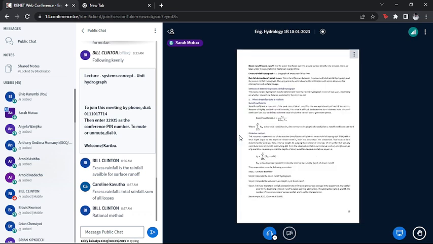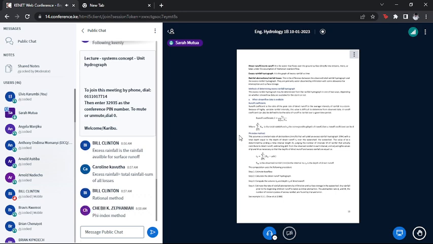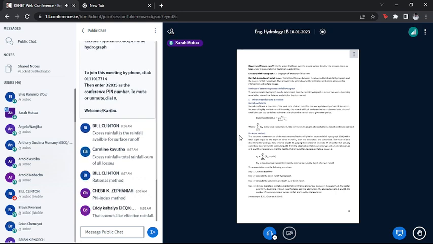Rational method, no. Rational method is a design method for urban systems. It is not. And that one I want to repeat. It is not used in calculation of surface excess rainfall. And phi index method, that is correct.